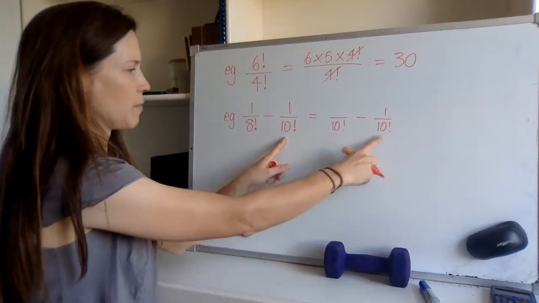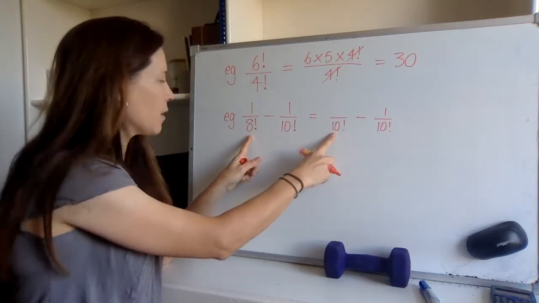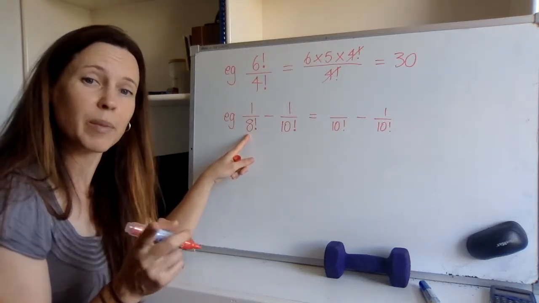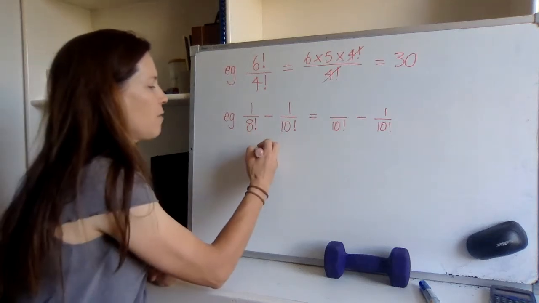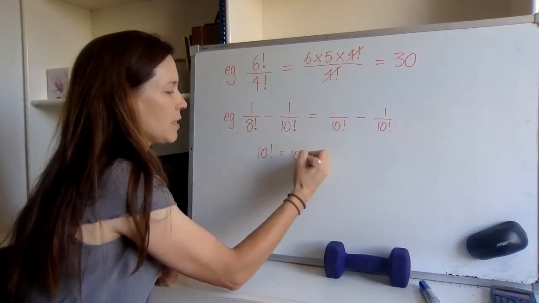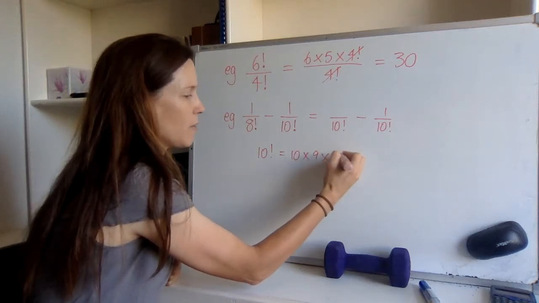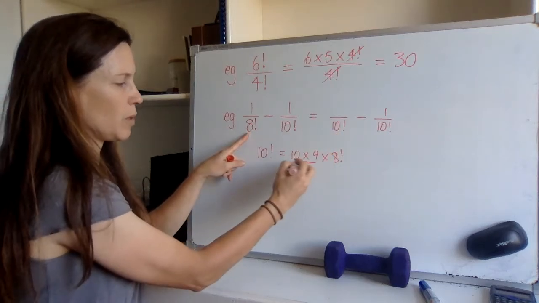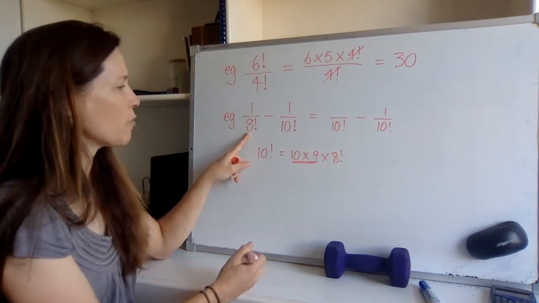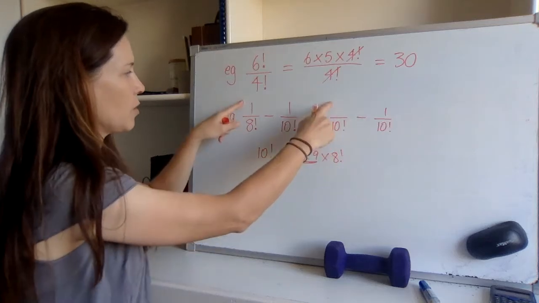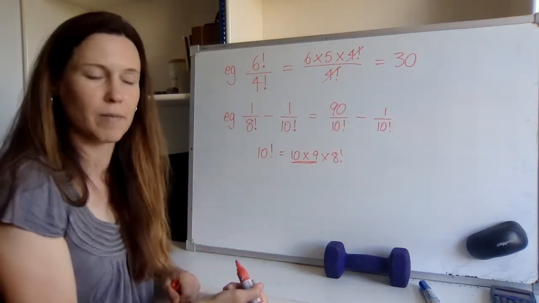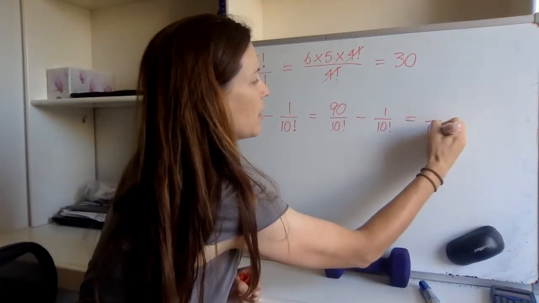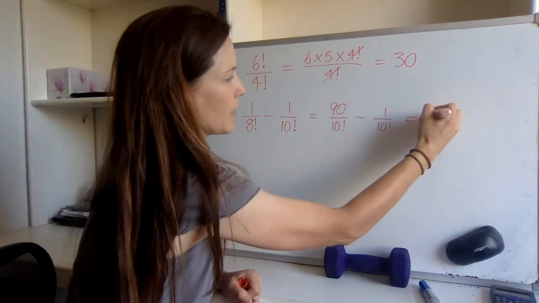This one we've kept the same. This one we've done something to the denominator. We've multiplied this number by 10 and we've multiplied it by 9. Because don't forget that 10 factorial, this is what you'll be thinking in your head, is 10 times 9 times 8 factorial. So effectively, to turn this into this, we've just had to multiply it by 90. So if we've multiplied the denominator by 90, we can multiply the numerator by 90 and we get this. Now we can go ahead and perform the subtraction. Our denominator stays the same and 90 minus 1 is 89.